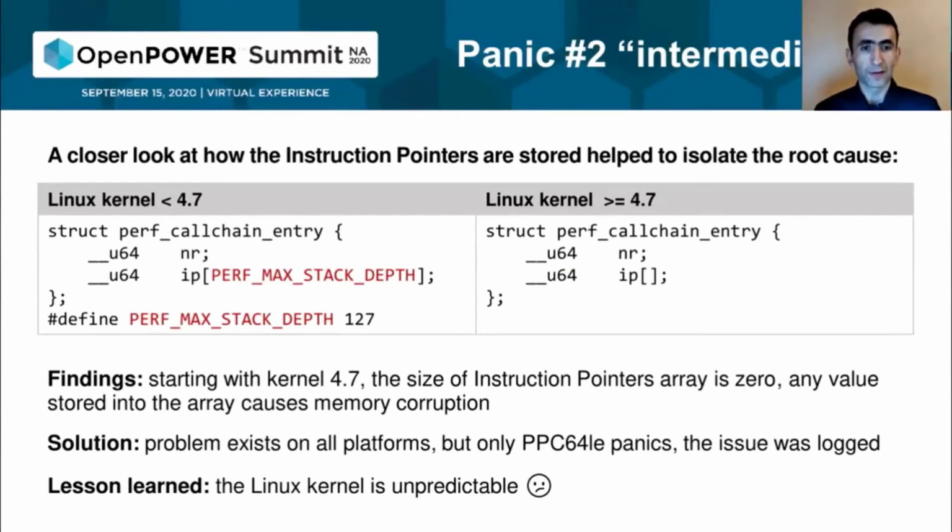The problem happens on all platforms, but somehow only PowerPC panics. So x86 was just lucky that the corruption doesn't affect anything important. The fix was, well, actually I just reported the problem to the maintainer, and he provided the fix for all platforms, including PowerPC.